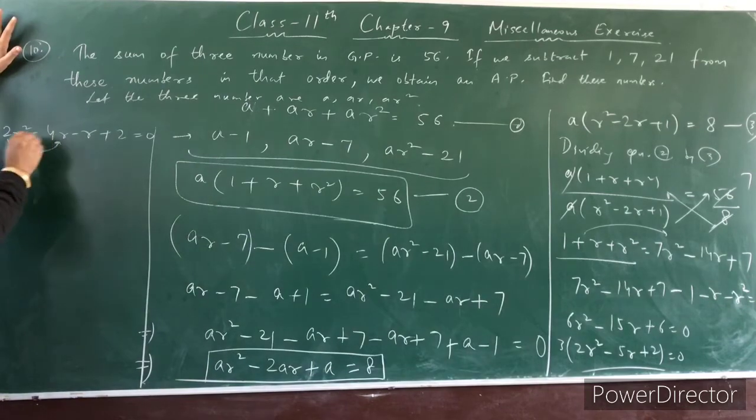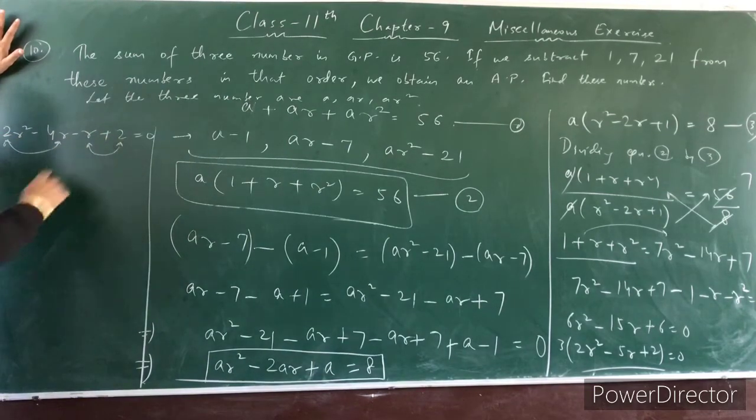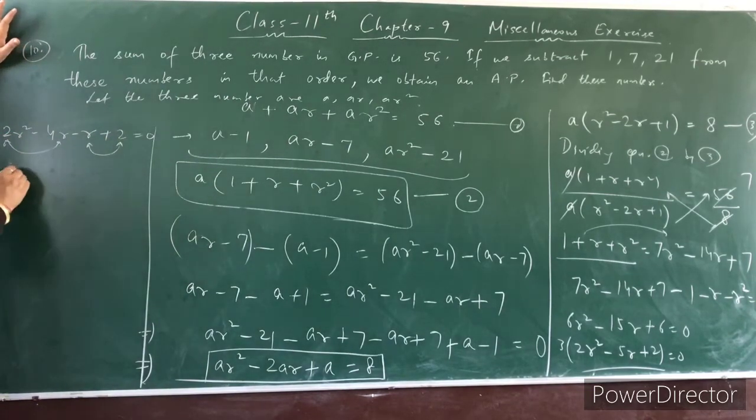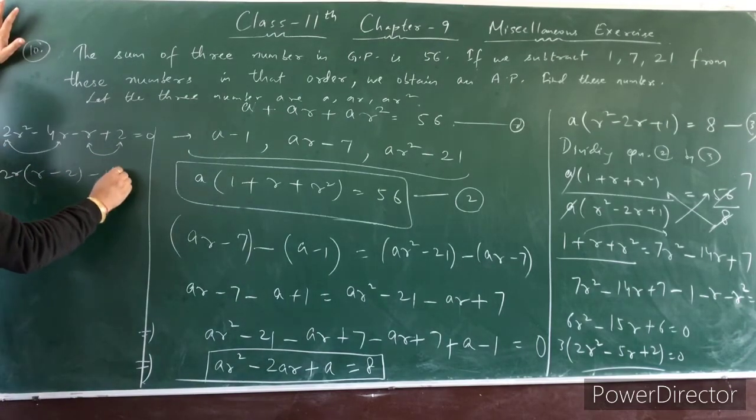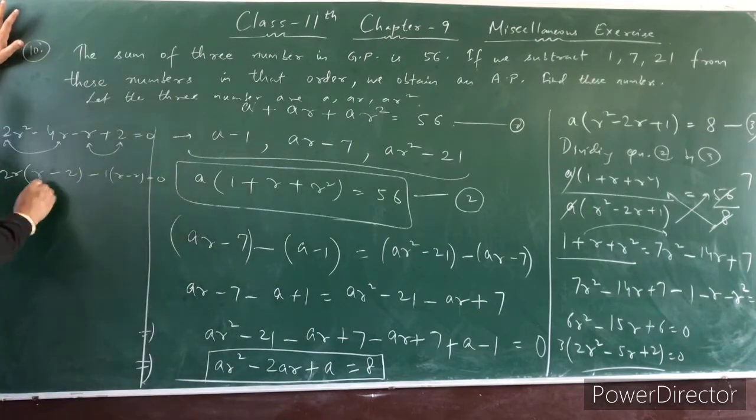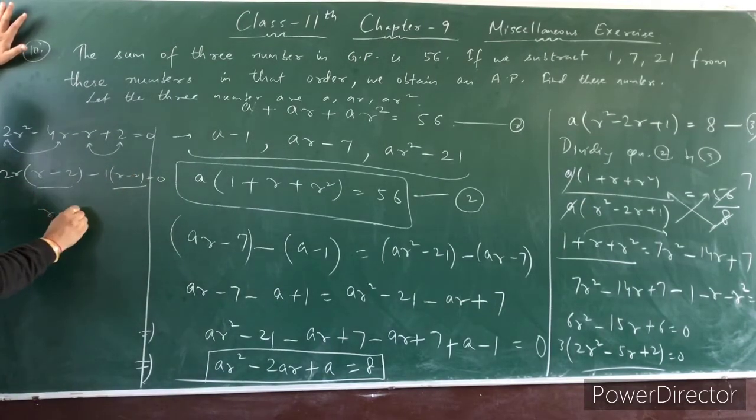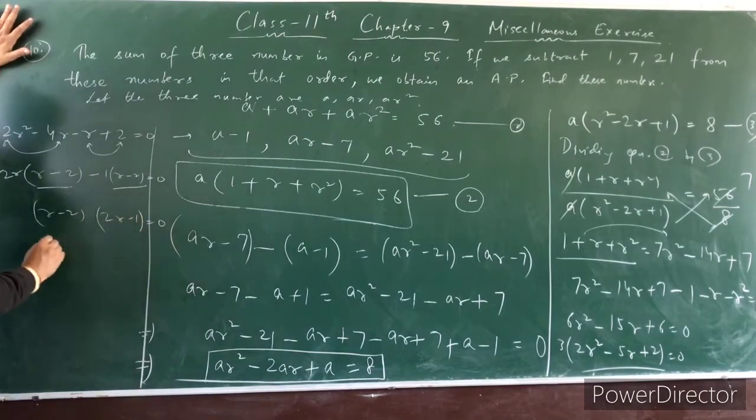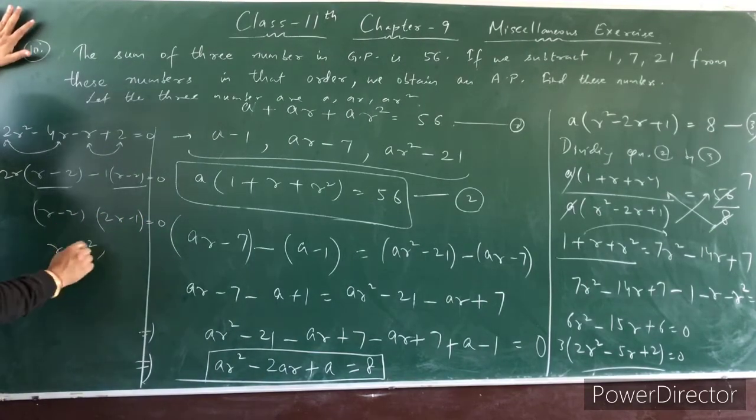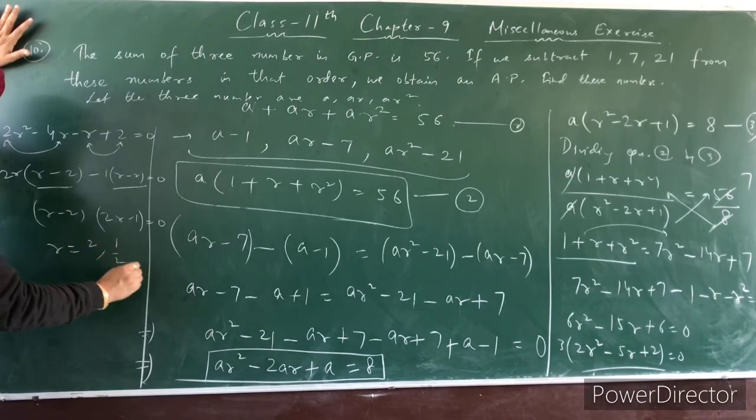Now taking common from the first and second terms, and the third and fourth terms. So 2r is common. What is left here? r − 2. Minus 1 common, r − 2. Again taking r − 2 common, what is left here? 2r − 1 = 0. So the value of r is 2 from the first factor, and from the second factor the value of r is 1/2.